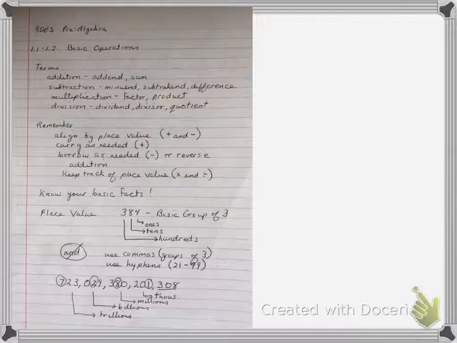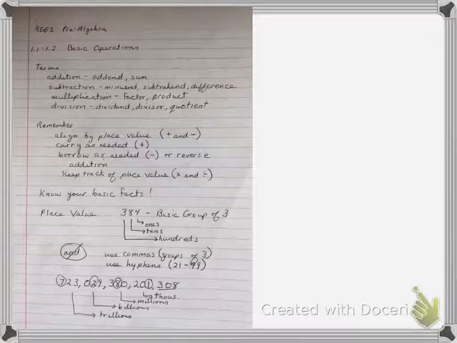All right, for our terms, addition: the values we add together are called the addends, and the answer is the sum. It's especially the answers that you want to pay attention to the vocabulary. For subtraction, the top number is called the minuend. The bottom number that you are subtracting is called the subtrahend, and the answer is the difference. For multiplication, the values you are multiplying together are called the factors, and the answer is the product. And for division, we have the dividend divided by the divisor, and the answer is the quotient.